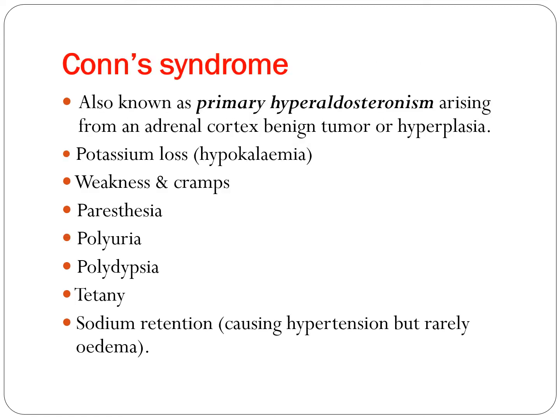Conn syndrome is primary hyperaldosteronism, due to adrenal cortex tumors or hyperplasia. So we can see hypokalemia, weakness, cramps, paresthesia, polyuria, polydipsia, tetany, and hypertension. Sodium retention causes the hypertension, but edema is very rare.